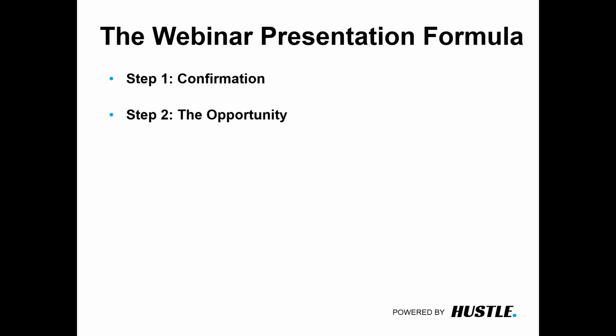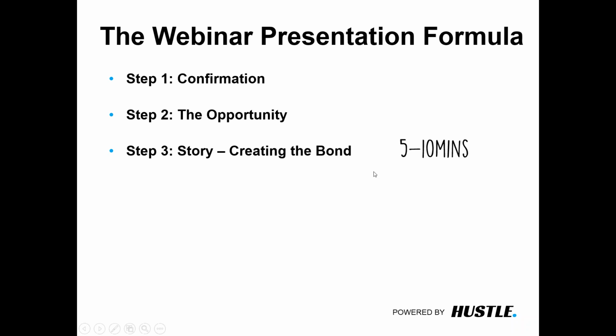Step two is the opportunity. Step three is the story and creating the bond. These three steps should be about 5 to 10 minutes. Now remember, the average attendee will probably stay for about 54 minutes in your webinar. So you need to be able to time it for about 60 minutes. People do 90-minute webinars, depends on what they're selling at the end. But just as a rule of thumb, you can adjust these as you go for either a 60-minute or a 90-minute webinar.